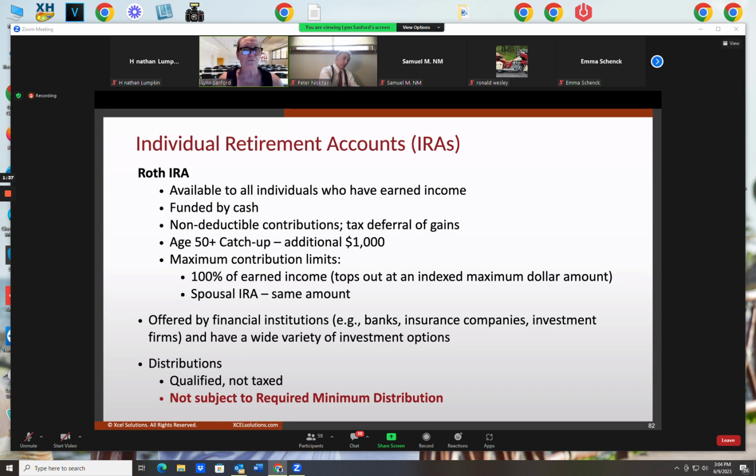Now, if you wanted to make a contribution to a traditional IRA account and a contribution to a Roth IRA account, your contribution limits to both those accounts cannot supersede the $6,500 or the $7,500 per year.